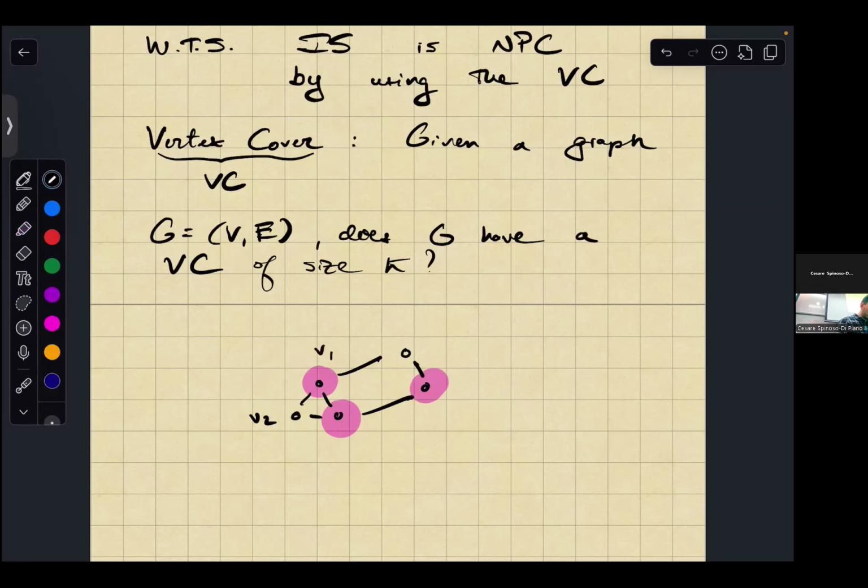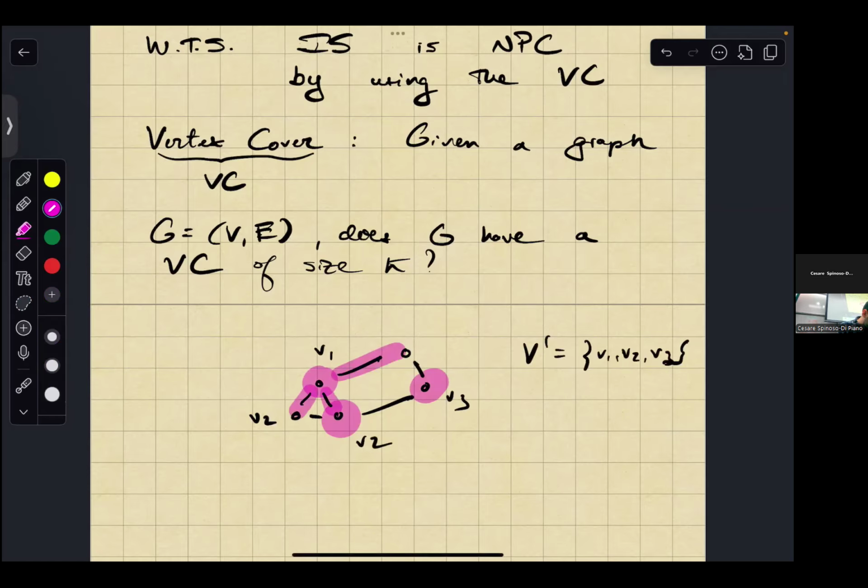maybe V1, V2, V3. So why is this a vertex cover? Because I cover all the edges. From V1, I cover this one, this one, this one. From V2, I cover this one, this one, this one. And from V3, I cover this one and this one. So all of my edges are colored in pink, which tells me that I do have a vertex cover of size, in this case, a vertex cover of size 3.